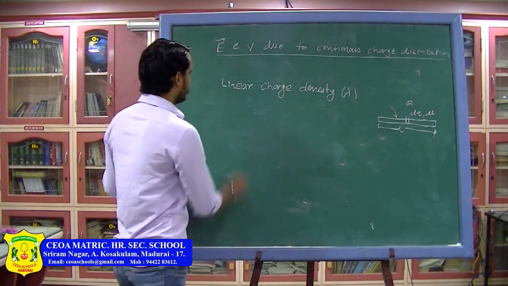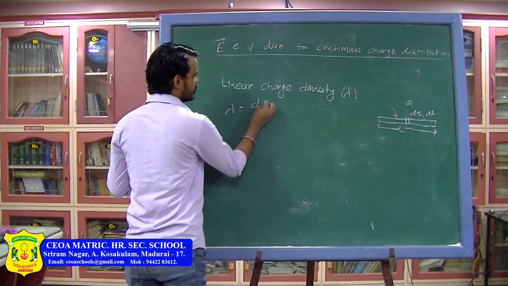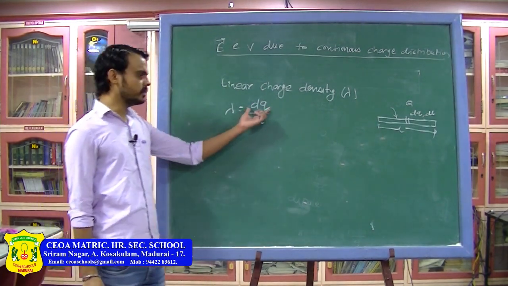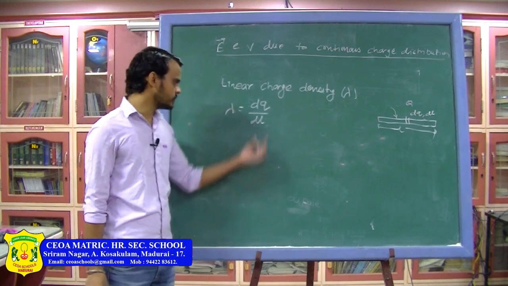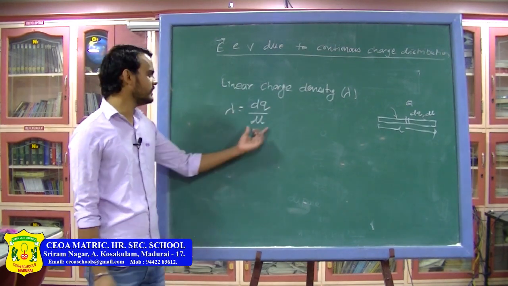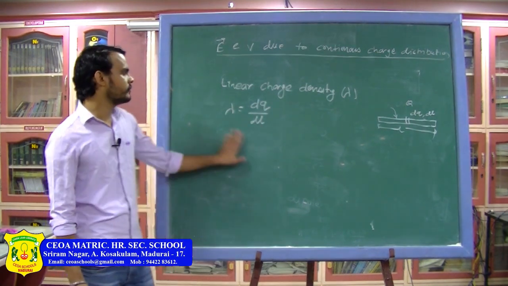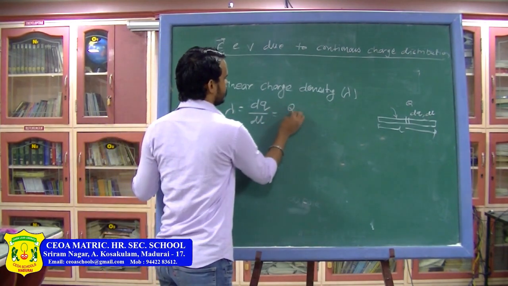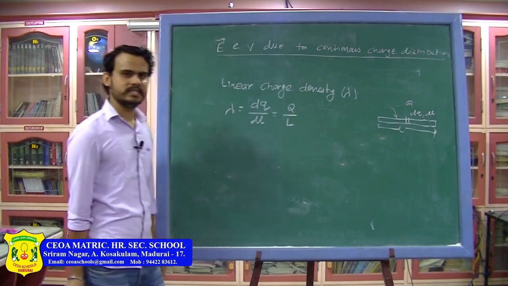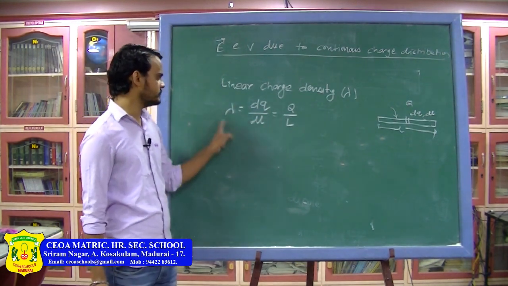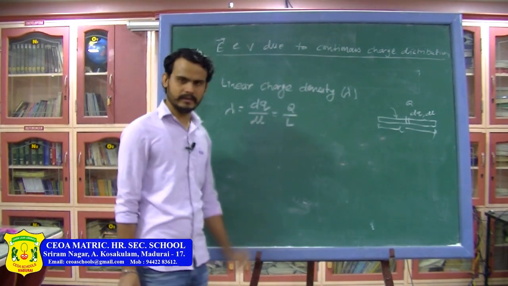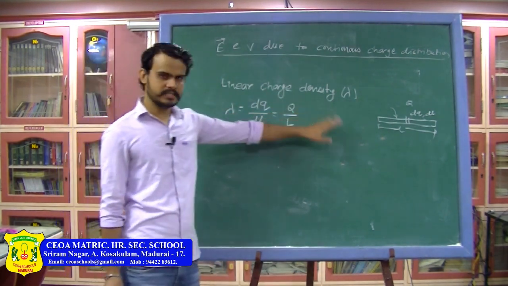So here charge density is defined as lambda equals dq by dl, where dq is the very small charge on the small element, and dl is the length of the small element. From here, if charge density is uniform, this can be written simply as q divided by L. So if charge density is uniform, you have to use this relationship, lambda equals q by L. So this is the linear charge density.